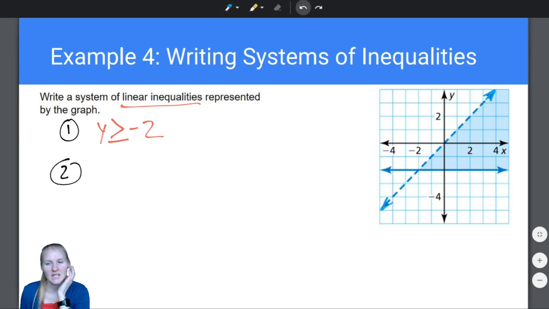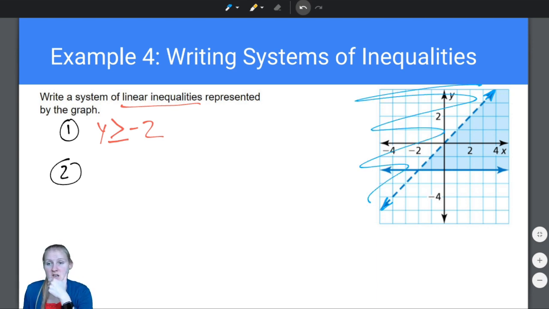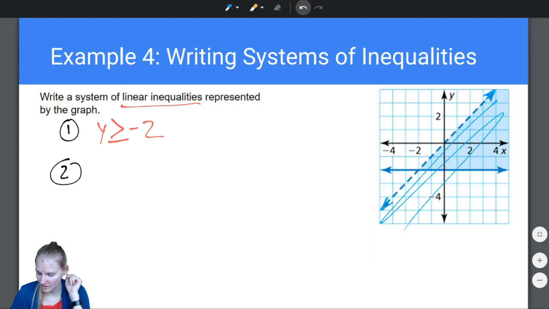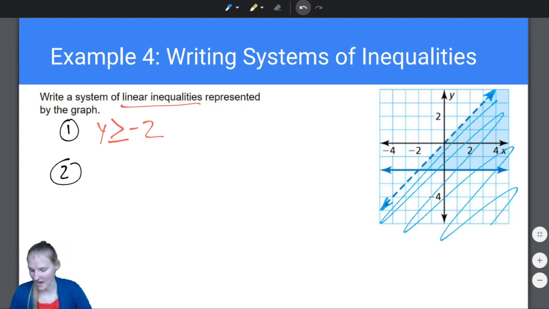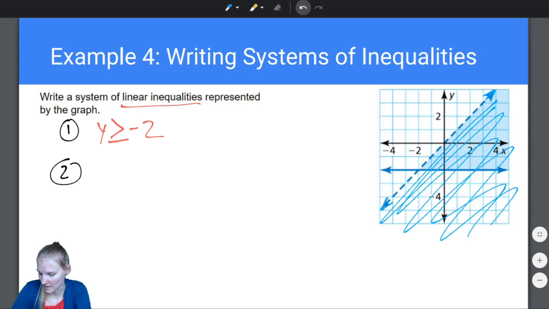And where does it need to be shaded in order for this to be the solution? Well, if I shaded the top half plane, I couldn't have this as my solution because it wouldn't overlap here. So the solution must have been this bottom right half plane here. Okay. Now, what's the boundary line? I have y equals what?